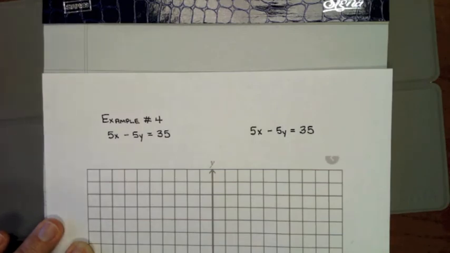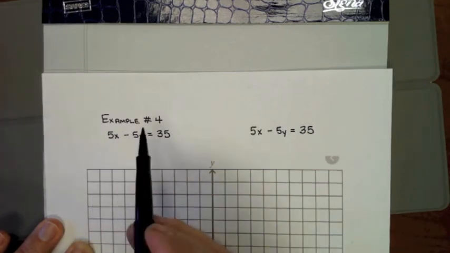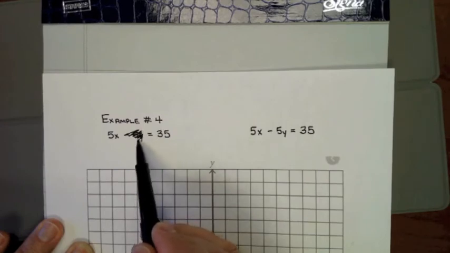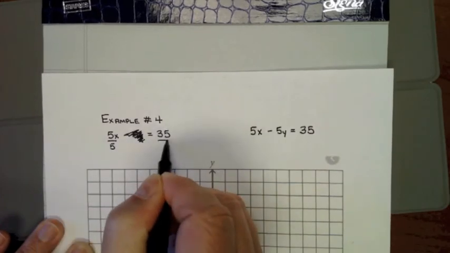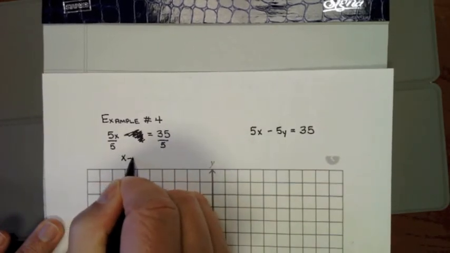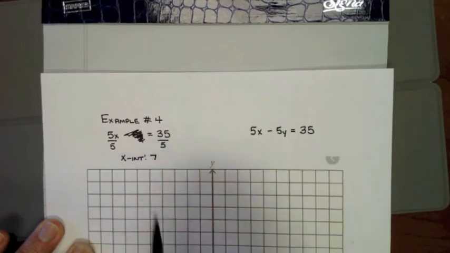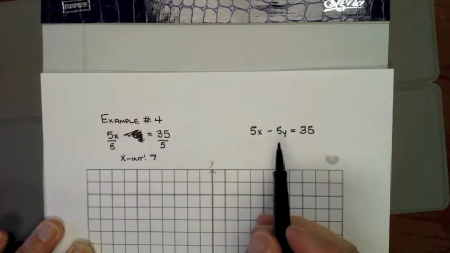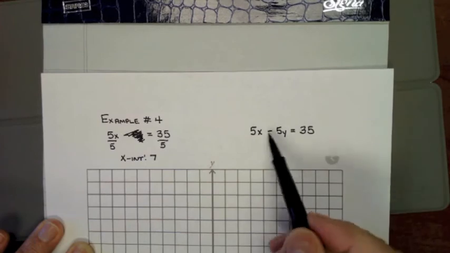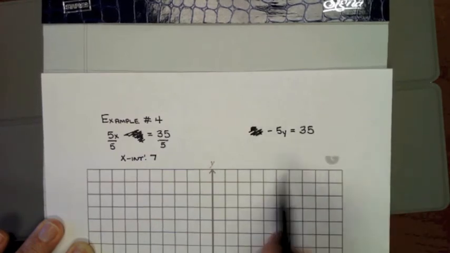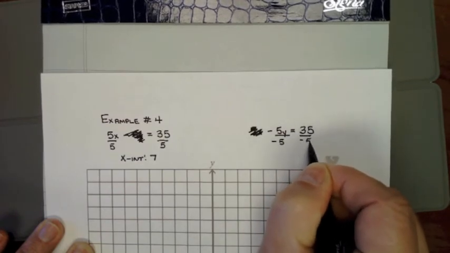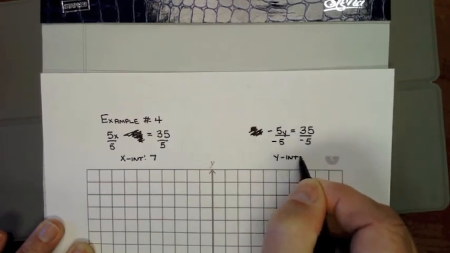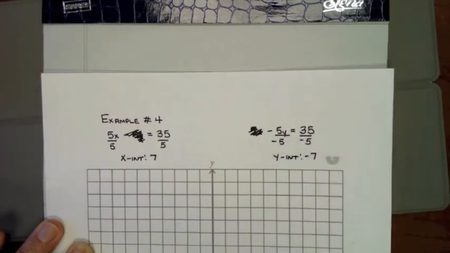First thing I'm going to find is the X-intercept. If I'm going to find the X-intercept, then I don't need anything associated with the Y. I solve this simple equation right here. Divide both sides by 5. The X-intercept is 7. I need to find the Y-intercept. If I'm looking for the Y-intercept, I don't need the X. I solve this equation. Divide both sides by -5. The Y-intercept is -7.